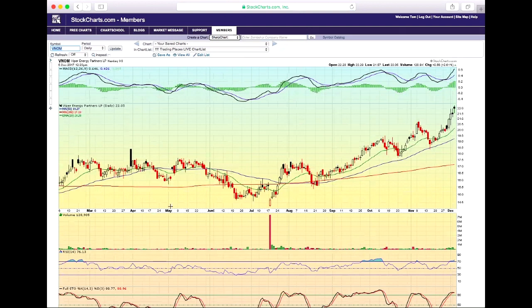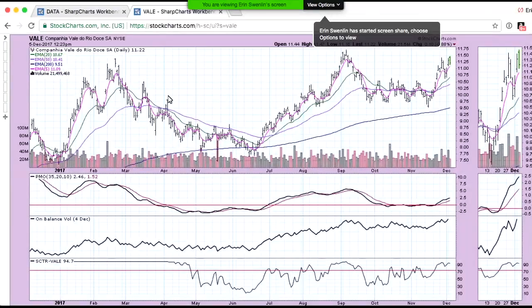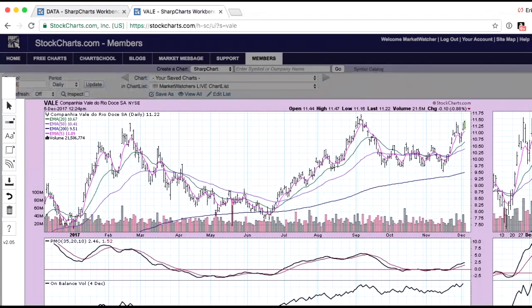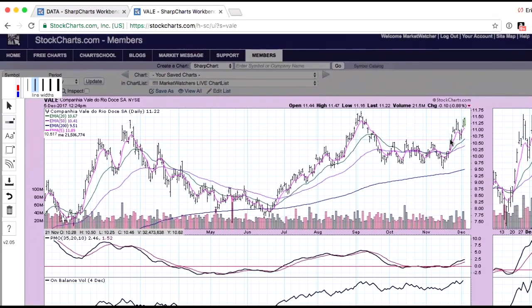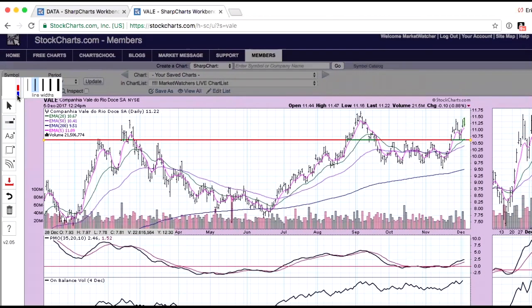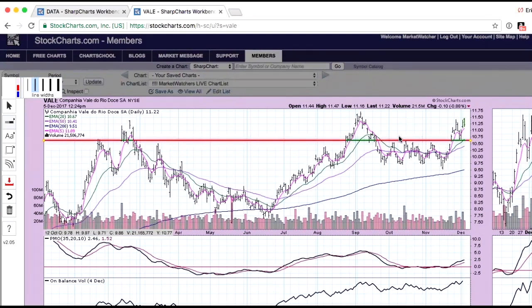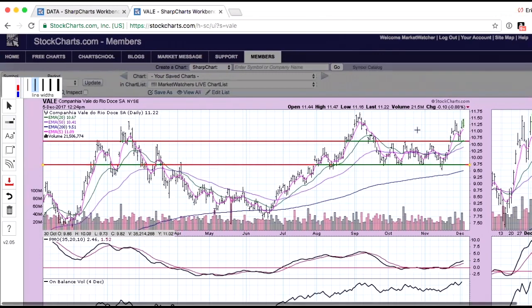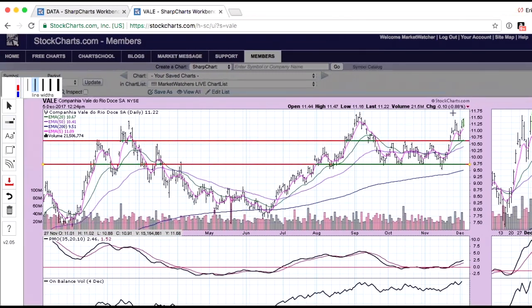Okay, sure. Let's check this out. I know VALE was one. I'm going to just take a quick peek. There we go. And I'm going to pull up the annotation tool because I think it'll help with my discussion. All right. So, previous overhead resistance here in this really nice tight trading range, got the breakout, got the test to come back down there, and then it has taken off from there.